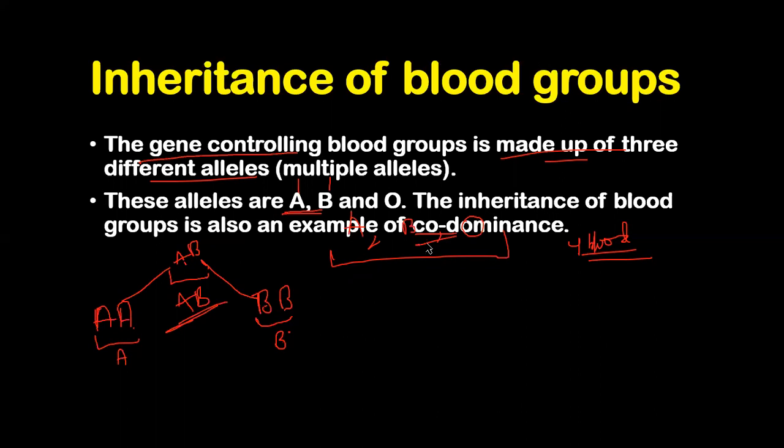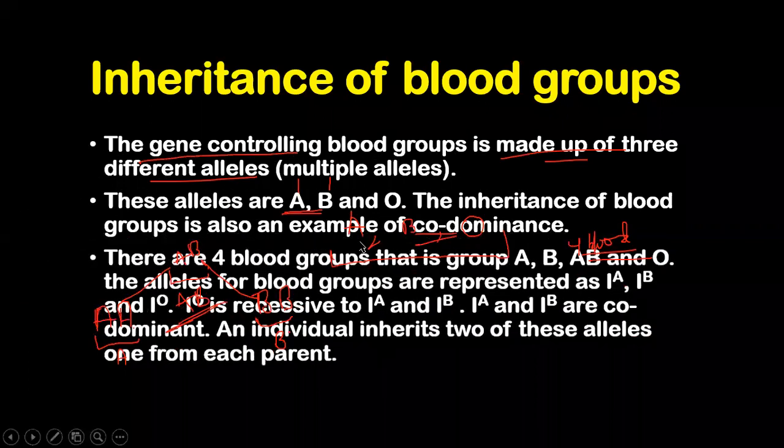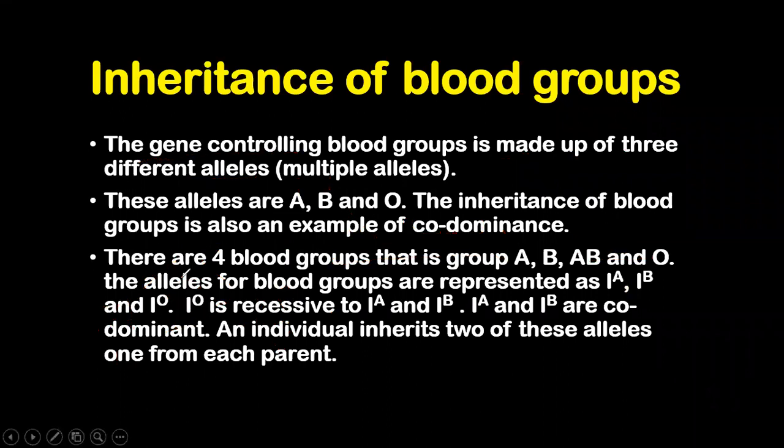Yes. So let me rub a bit. So the 4 blood groups, that is blood group A, blood group B, AB and O. The alleles for blood groups, we can represent them as IA, IB, and IO. Now, what is this I? The I is referred to as immunoglobulin.